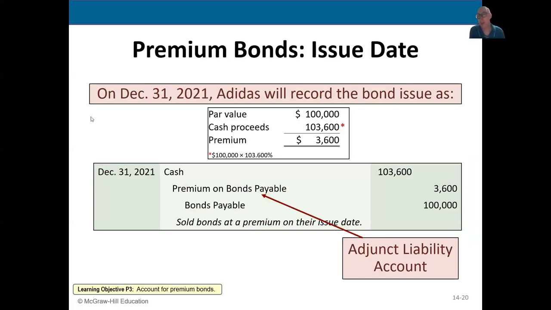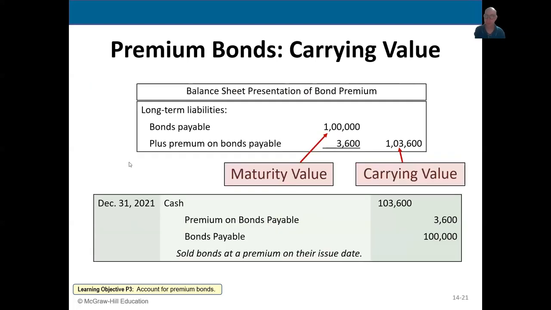Here are the transactions. Face value, $100,000. The company receives $103,600 upfront. So that's nice. The company's receiving 3.6% above face value. So we debit cash, $103,600. We credit premium on bonds payable, $3,600, which is the difference between the cash being received and the bonds payable of $100,000. When the bond is issued: debit cash, credit premium on bonds, credit bonds payable. And this kind of shows us the carry forward amount.